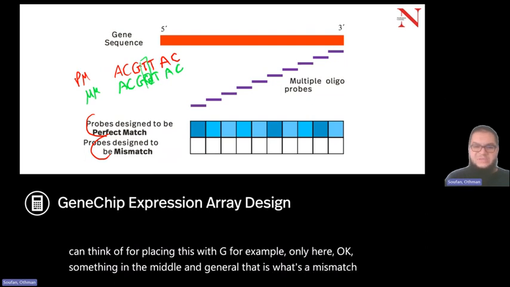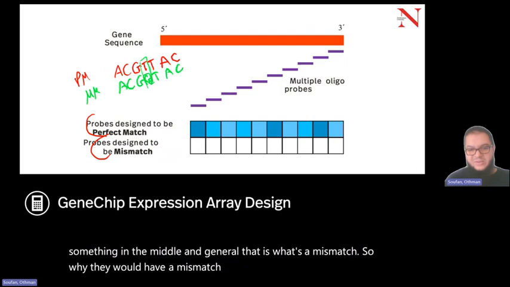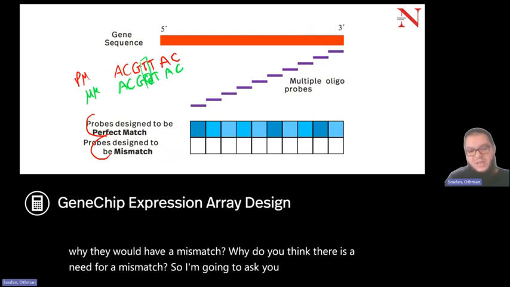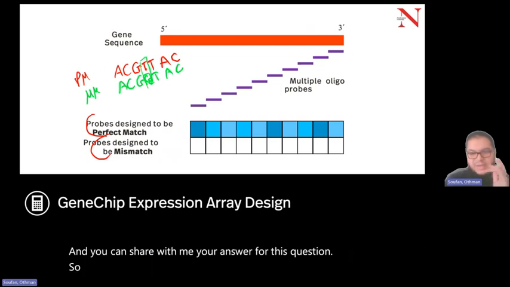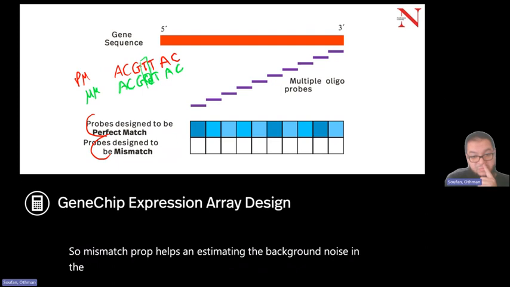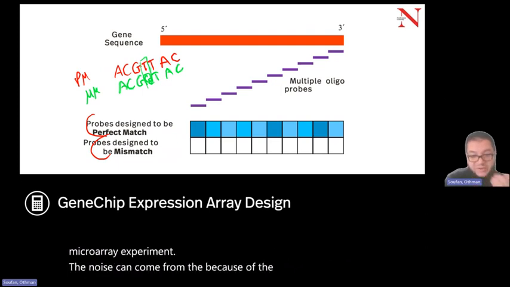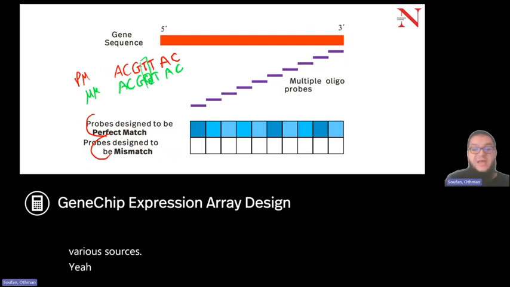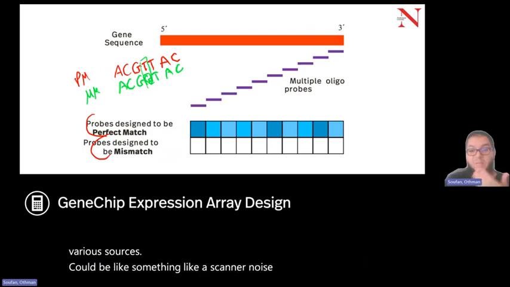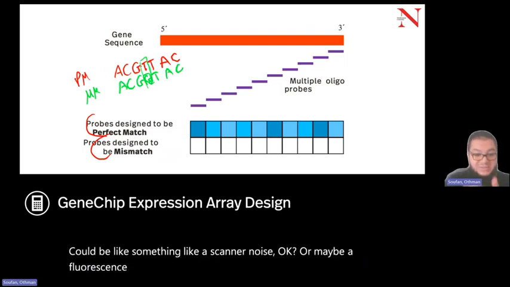So why would they have a mismatch? Why do you think there is a need for a mismatch? I'm going to ask you this question, and you can share with me your answer. So the mismatch probe helps in estimating the background noise in the microarray experiment. The noise can come from various sources. It could be something like scanner noise, or maybe fluorescence from the substrate.